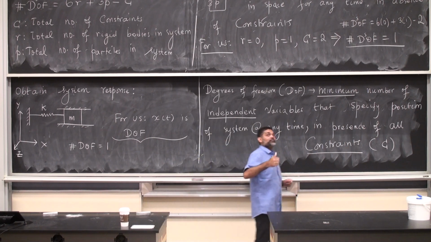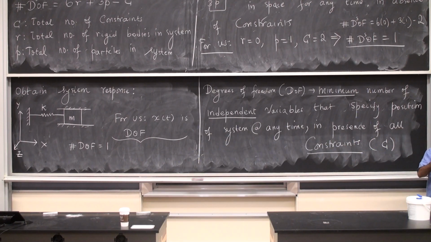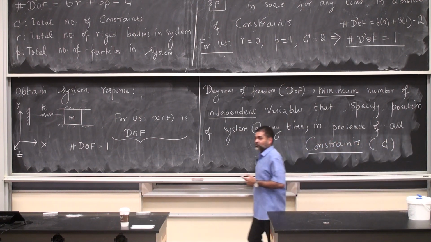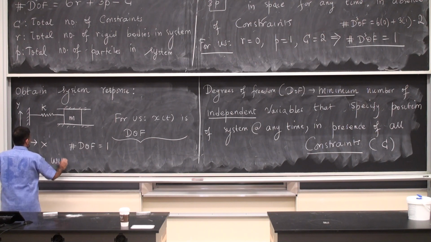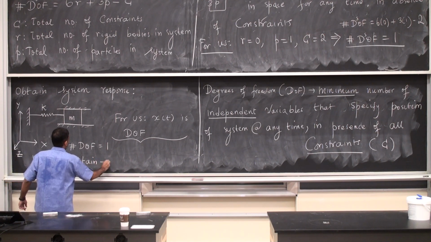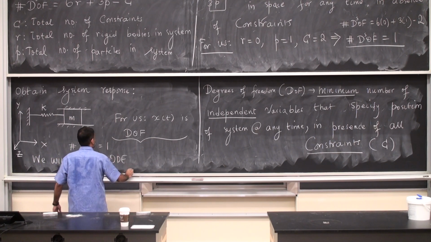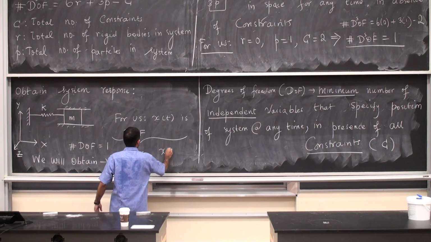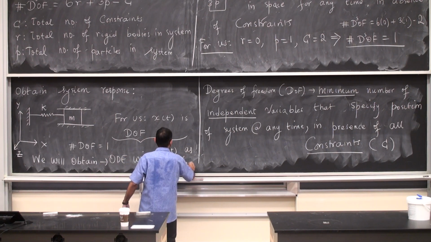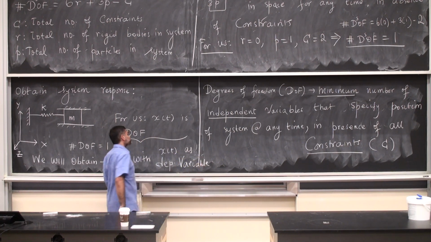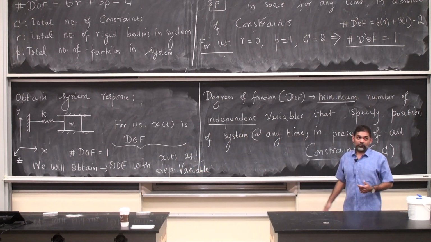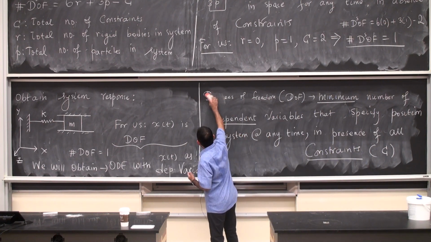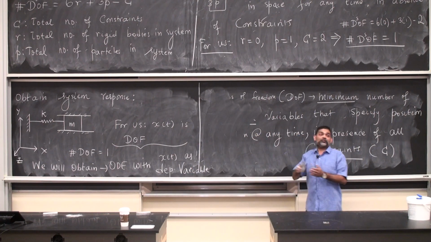and if x of t is the degree of freedom, the expectation is that we will end up with an ordinary differential equation with x of t as the dependent variable. Okay, so x of t, so we will end up with an ODE with x of t as the dependent variable. And we are going to see how that's going to come about, which you have seen in dynamics, so this is in some sense a recap, but maybe this is more methodical than what you've seen in the past.